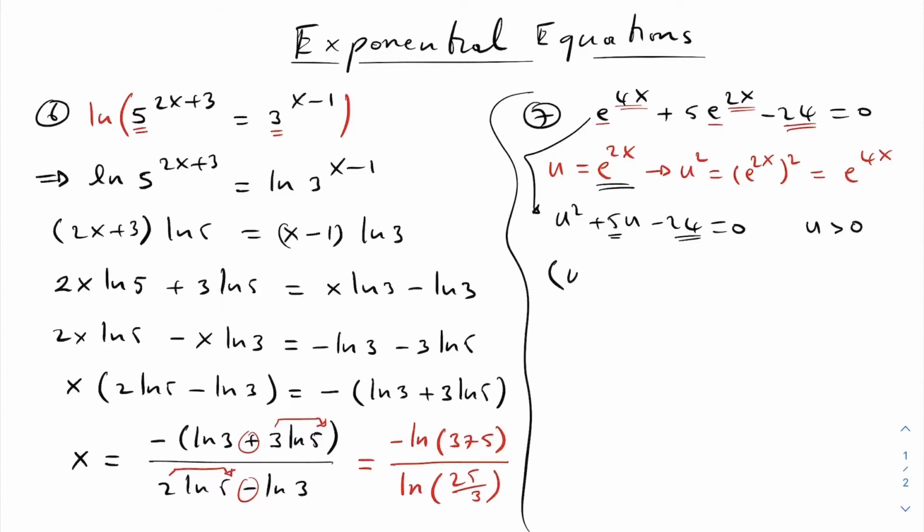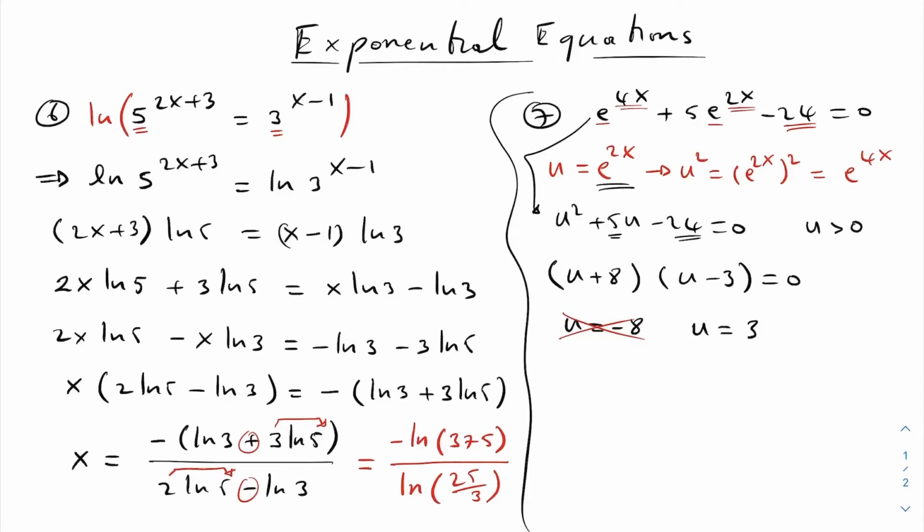And so I'm going to have here u plus 8 in parentheses multiplied by u minus 3 in parentheses equals 0. And so with that, by setting each of those factors equal to 0, I'm going to have on the first one, u equals negative 8, and on the second one, u equals 3. Of course, the first one here happens to be negative, so that's going to be an extraneous solution, so I'm not going to care about that. But the second one here happens to be positive, so it's good because u needs to be positive.